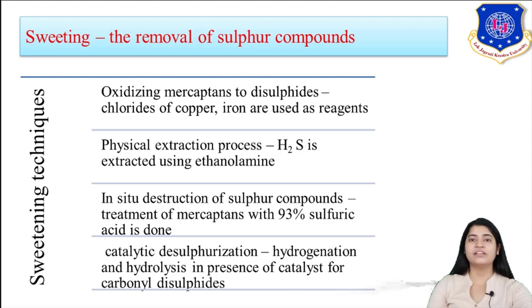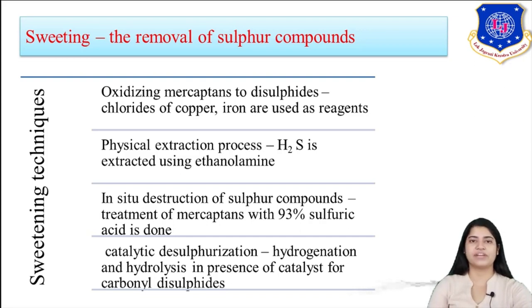So what are the reagents which are used? Chlorides of copper, iron, etc. Those are the reagents which you use for the sweetening method. So your mercaptans are oxidized to disulfides. Now these reagents are again sent to a regeneration column. In such a process, when you are treating your mercaptans with a solution in the reactor, your regeneration unit works together, because you are regenerating the reagents which are used.